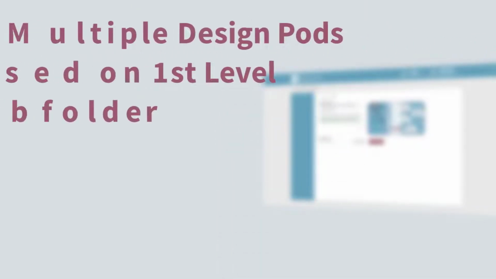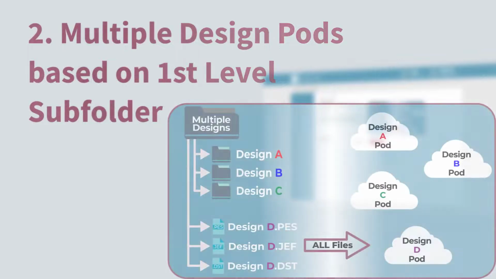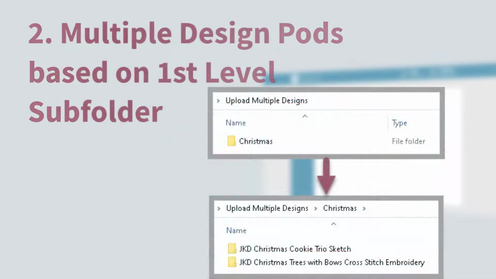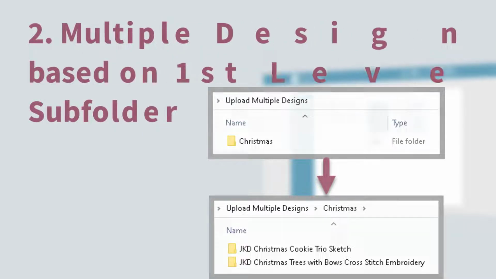The second option, multiple design pods based on first level subfolder. When uploading a folder of different designs, such as this Christmas folder, each folder within will become a design pod. Christmas Cookie Trio Sketch and Christmas Trees with Bows Cross-Stitch Embroidery will become 2 different design pods with a thumbnail for each design. This is a great option for uploading many designs of the same product type category into EEganizer.